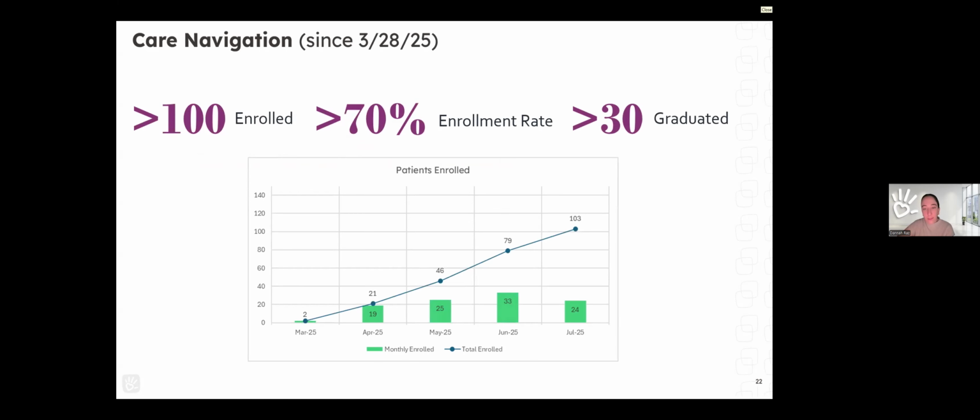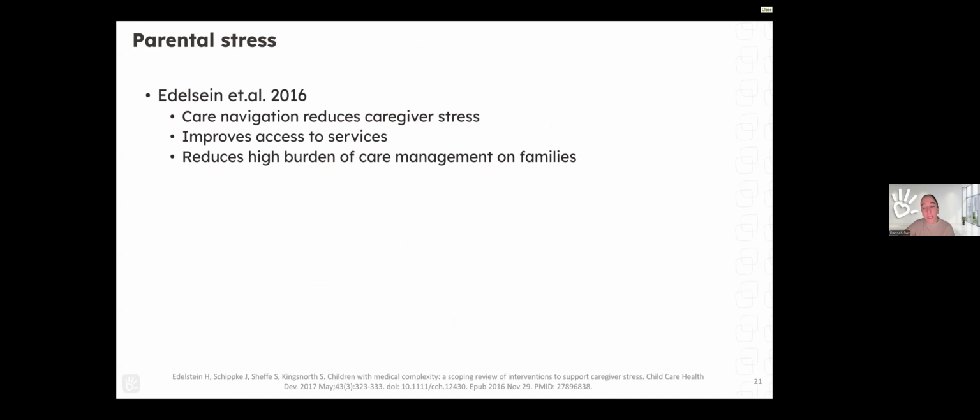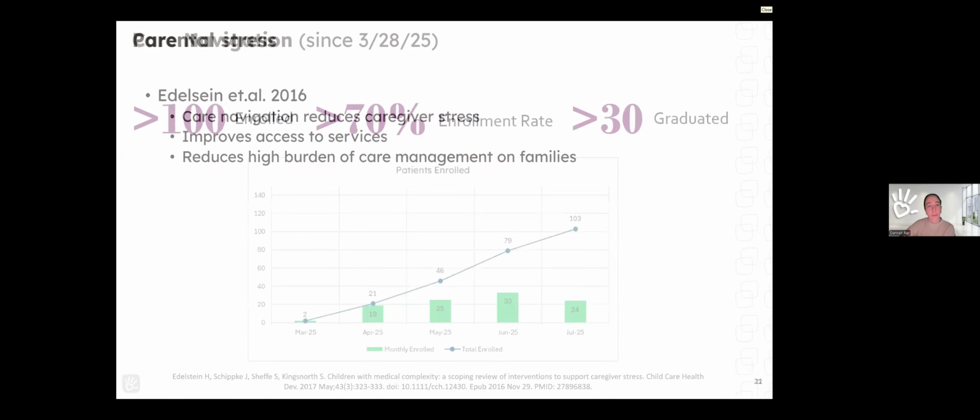So this is for developmental peds. So I'm going to go back to this. In March 2025, this past February, March, I'll say, we onboarded and hired our care navigator, Amanda Rush, who is amazing, into developmental pediatrics.